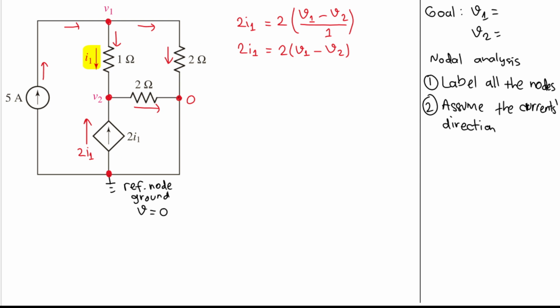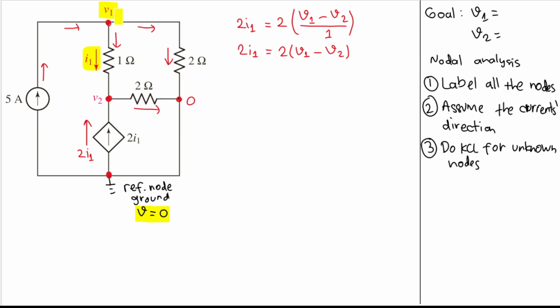And then the third step will be to do KCL for unknown nodes. Here we only know one node, right? The reference node, whose voltage is 0. So we need to do KCL at V1 and also KCL at V2, right? Okay, let's do exactly that.